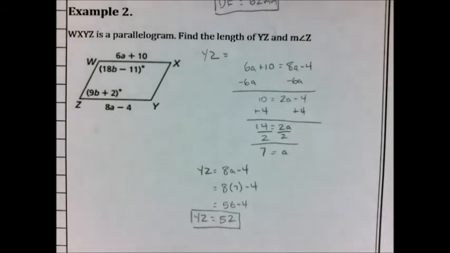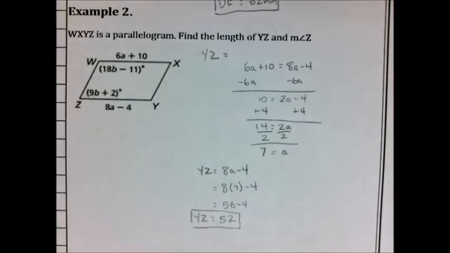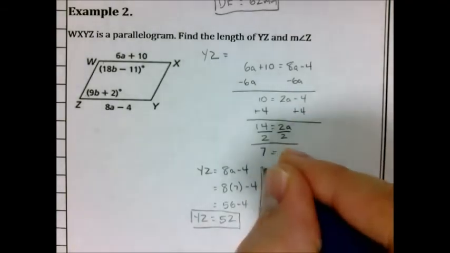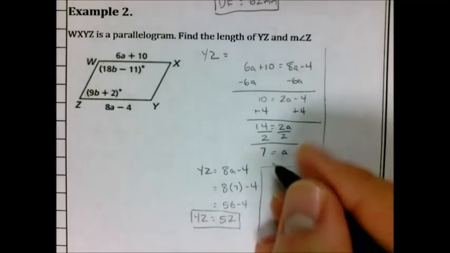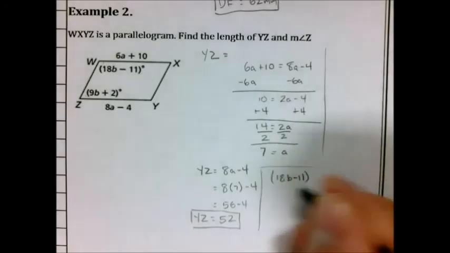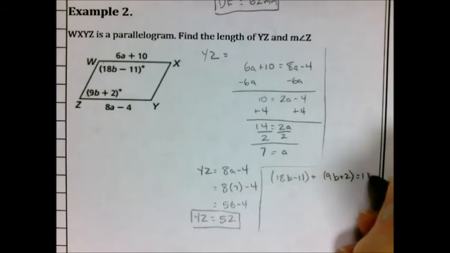Now we can just do the second one. The second one that we're trying to find is the measure of angle Z. And we know something very important about these two angles as well. We know that angle Z and angle W are consecutive angles, which means that they're going to add up to be 180 degrees. So let's go ahead and work that part over here. We know that 18B minus 11 plus 9B plus 2 is going to add up to be 180 degrees.